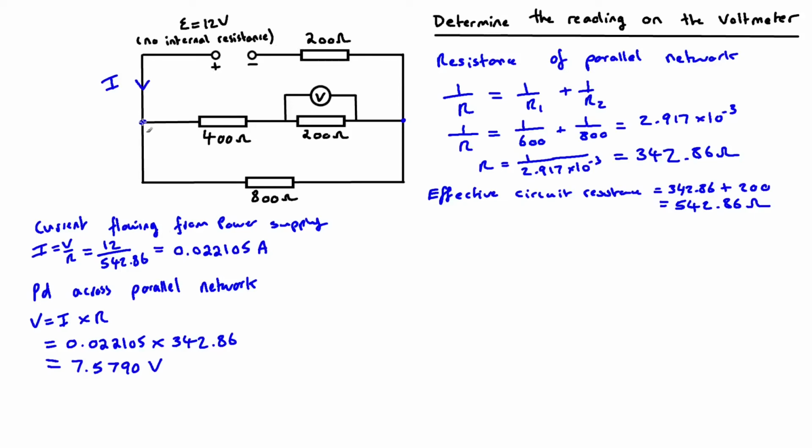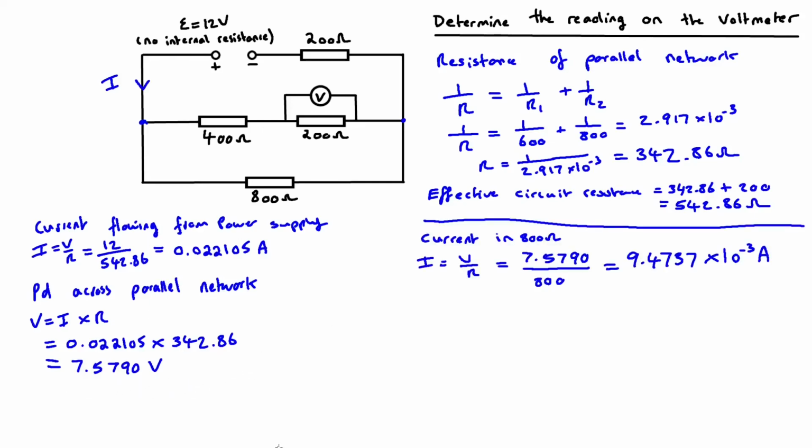Now of course, once we know the potential difference dropped across this parallel network, we know the number of volts across the top branch and across the bottom branch, because they'll both get 7.5790 volts if they're in parallel. That being the case, we can now work out what current will flow through the 800 ohm resistor if we know the PD across it. So 7.5790 volts across the 800 ohm resistor divided by 800 ohms means we've got a current of 9.4737 times 10 to the minus 3 amps through that resistor.